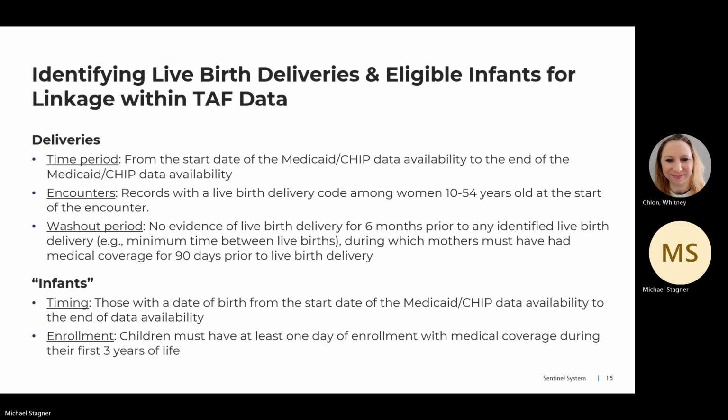So specifically for Medicaid and CHIP, we're looking at the time period of data available encounters. So we're looking at women that are 10 to 54 years old at the start of the encounter or the delivery. And there's the washout period.